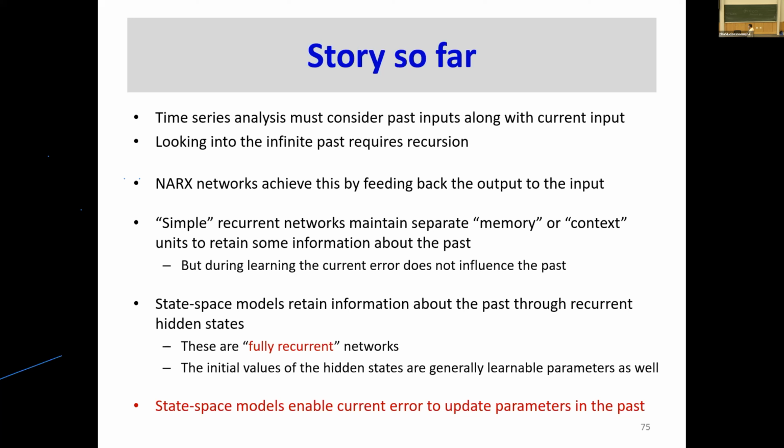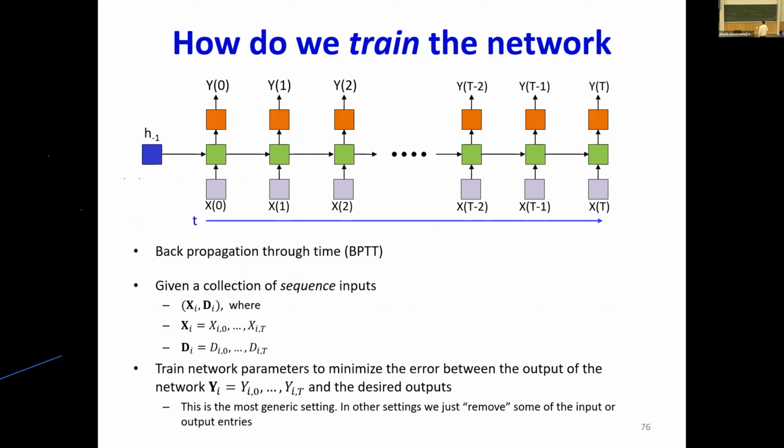And over here, the key piece of the state space models is that they enable the error at any time to influence how you update parameters way back in the past, going back arbitrarily, right? So we've sort of defined the network. But how do we train the network? Now, to train the network, we're going to use the standard paradigm.